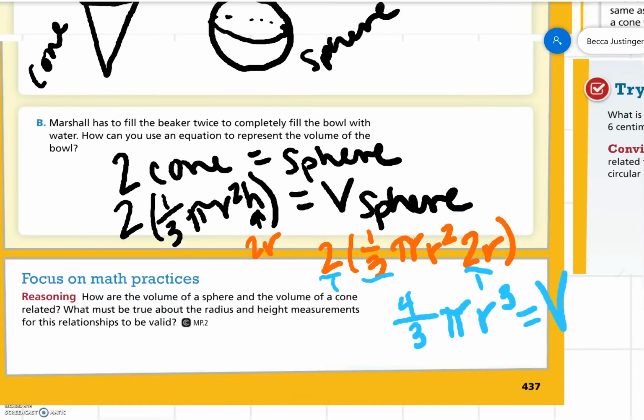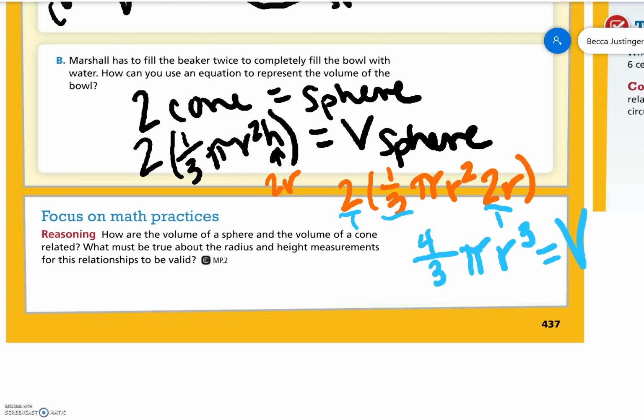How are the volume of a sphere and the volume of a cone related? What must be true about the radius and the height measurements for this relationship to be valid? So just like I just said, the height has to be equal to twice the radius. So the height is the same thing as the diameter of the sphere. And the volume of a sphere is twice the volume of the cone, which we said right here.